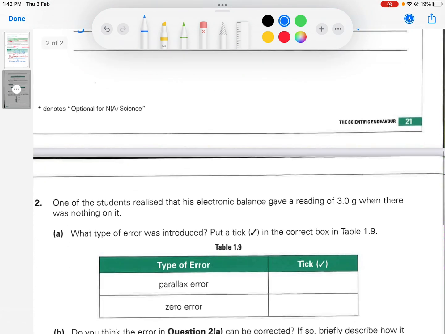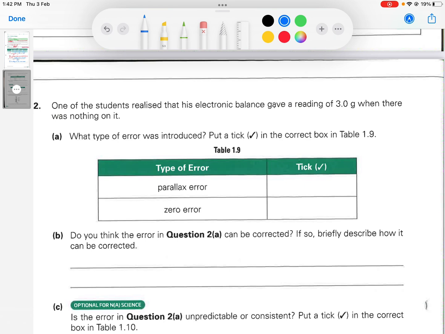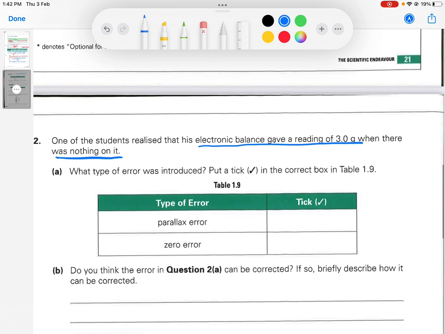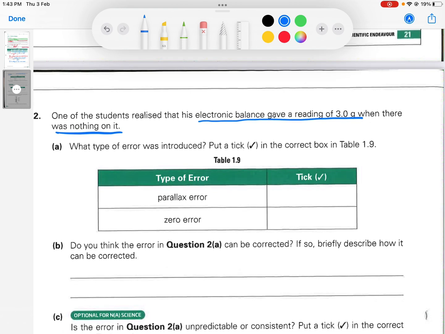Okay. One of the students realized that his electronic balance gave a reading of 3.0 grams when there was nothing on it. Oh no! The electronic balance gave a reading of 3.0 gram when there was nothing on it at all. Yet the balance gave a reading. So what kind of error is this? Make a guess. What type of error was introduced? Is it parallax error? Is it zero error? Think about it. The answer is zero error.